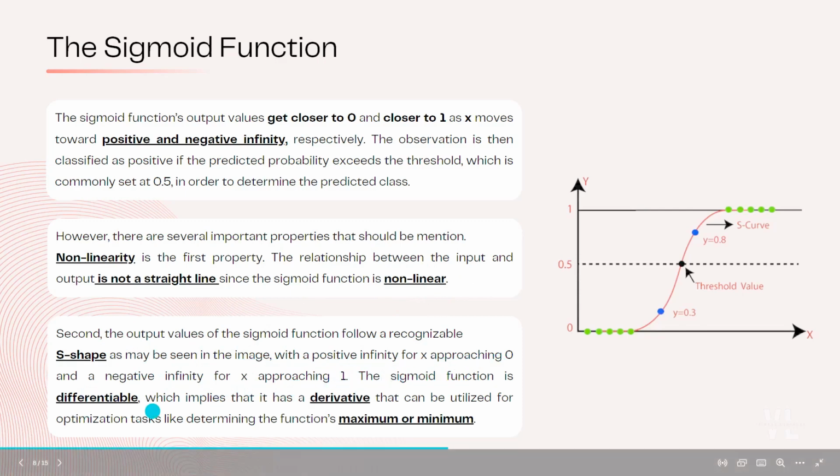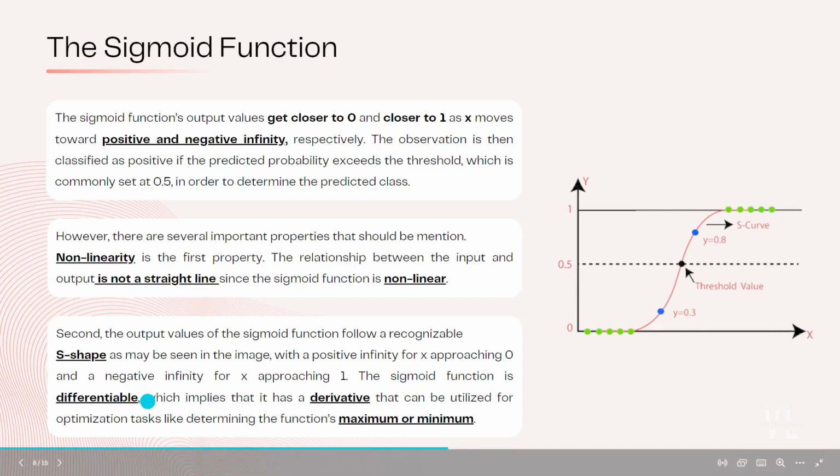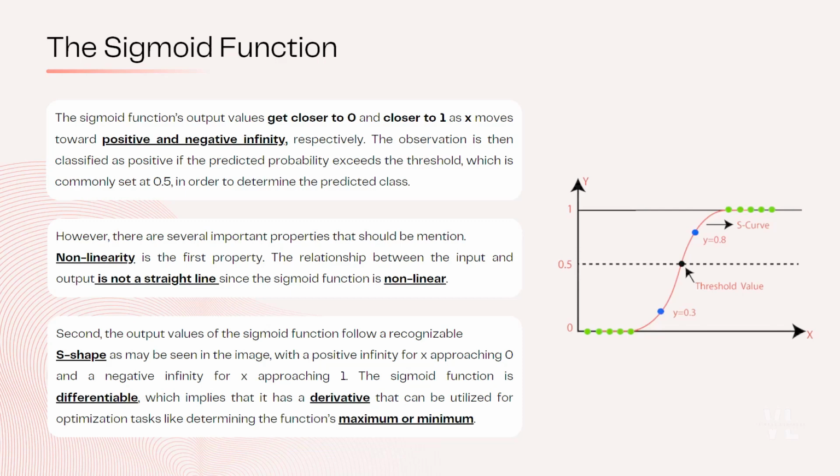The sigmoid function is differentiable. This is the second property, which implies that it has a derivative that can be utilized for optimization tasks like determining the function's maximum or minimum. So whenever we select a function for predicting the output, we must consider that it should be differentiable, because when we want to perform backpropagation, we want that function to be differentiable, otherwise it might complicate the rest of the training procedure.